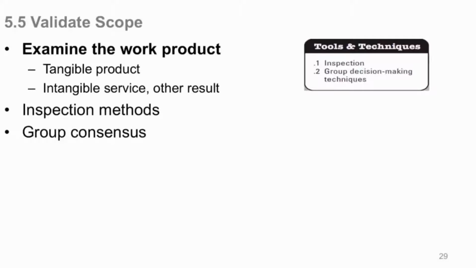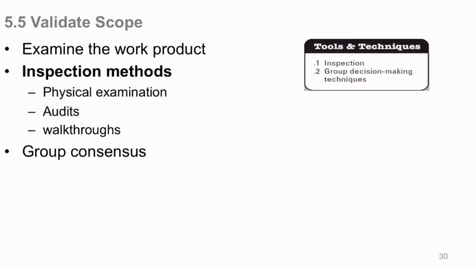And you inspect it. You may need to do group consensus decision-making things, to make sure everybody's in agreement that, yes, let's now turn this over to the client. And again, it could be an intangible or tangible product or service or result. Whatever it is, you've got to make sure that's exactly what is in your scope baseline. If not, you need to make adjustments, which you don't really want to make at this point in the game.